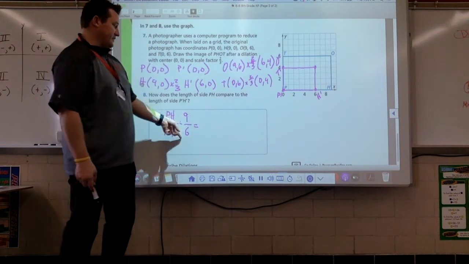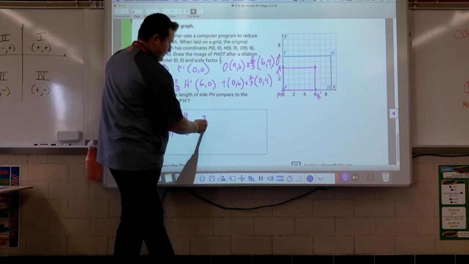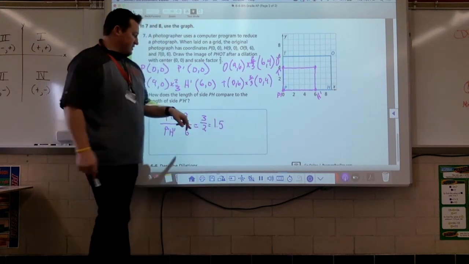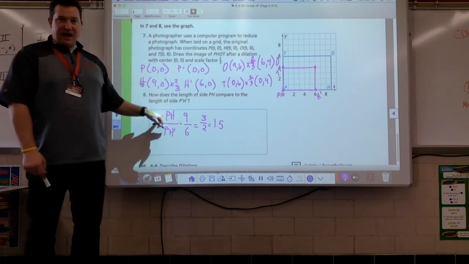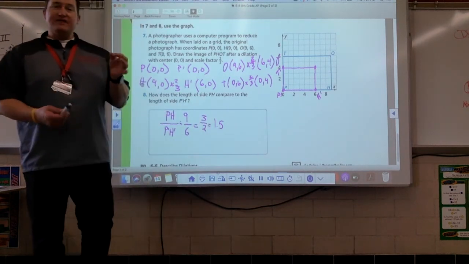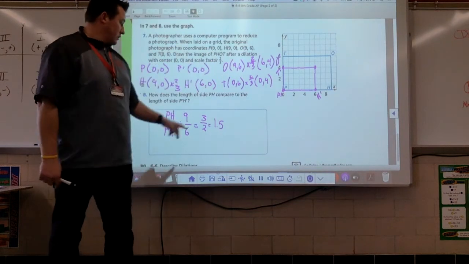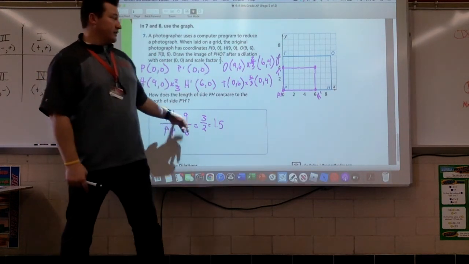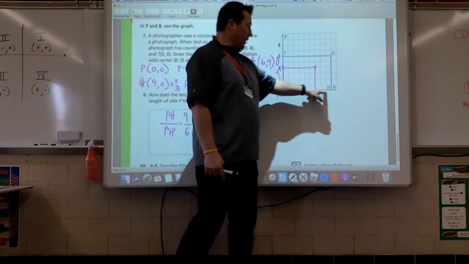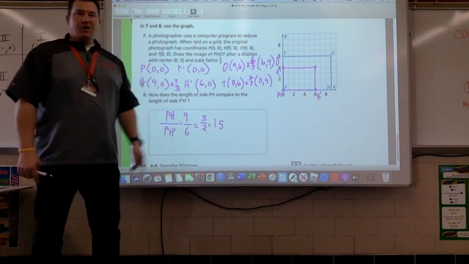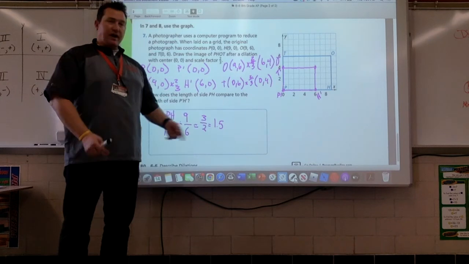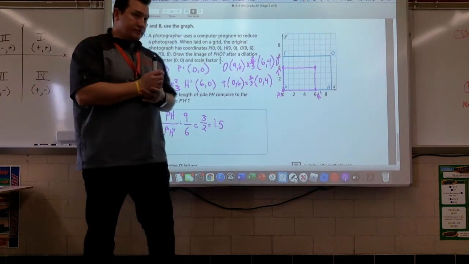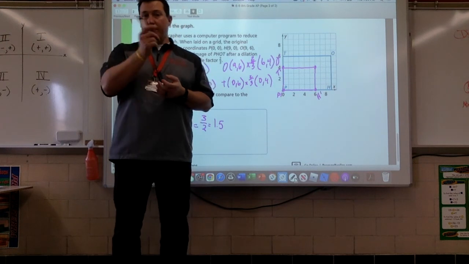9 divided by 6. You could say this is 3/2, or you could say it's 1.5. So that means this side, PH, is 1.5 times longer than P prime, H prime. That makes sense. This is the longer side, right? By what factor? By 1.5, or 3/2. I think 1.5 probably makes more sense to us.